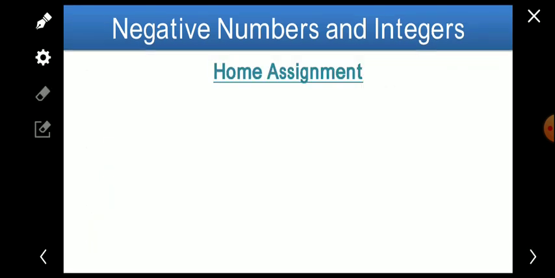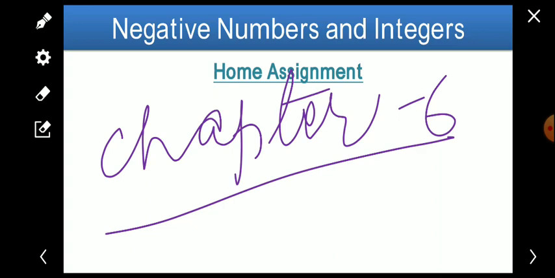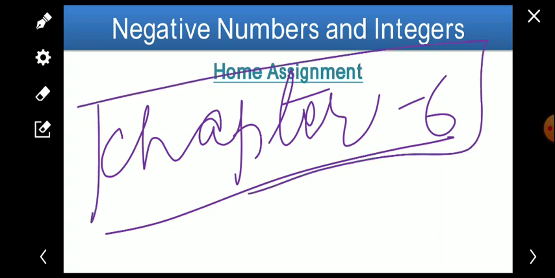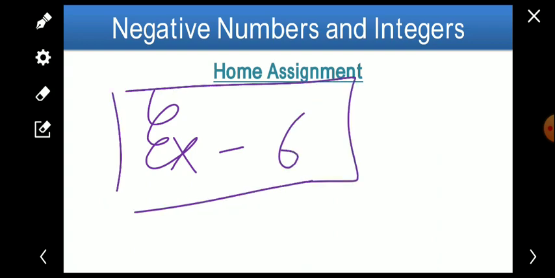So each and every topic of chapter 6 has been covered. Which chapter have we learned? Chapter 6 we have covered. So now today you will get the home assignment, homework. You have to do all the questions of exercise 6.